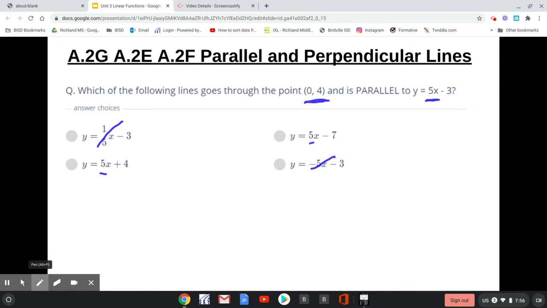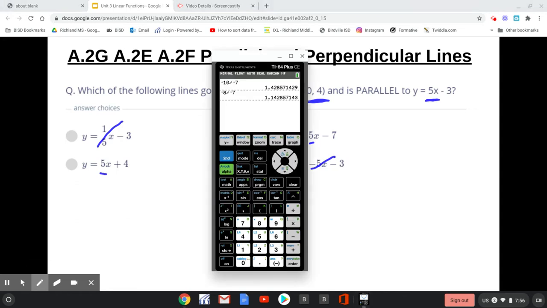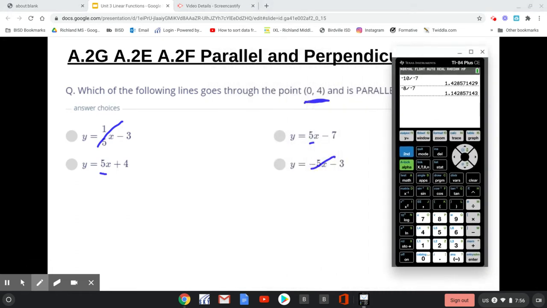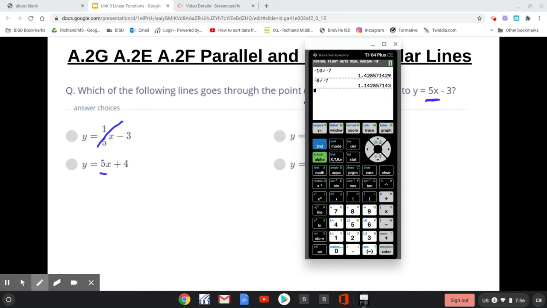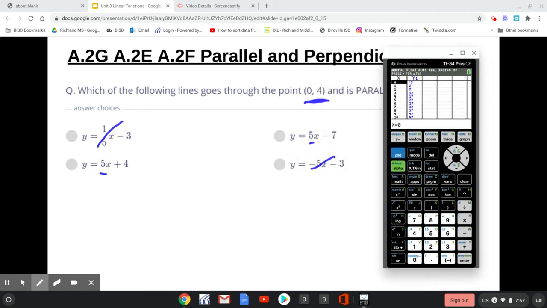We can do a lot of math and compare and look at all that, or we can just use our calculator. And we're going to put that equation in our calculator. We're going to hit y equals, I'm going to put in 5x minus 3. And I'm going to hit second table. Oh wait, I'm sorry, of course that works, that's the equation there. We need to put the equation in of our answers. So y equals, and we have 5x. We're going to just check both of them. So 5x plus 4.